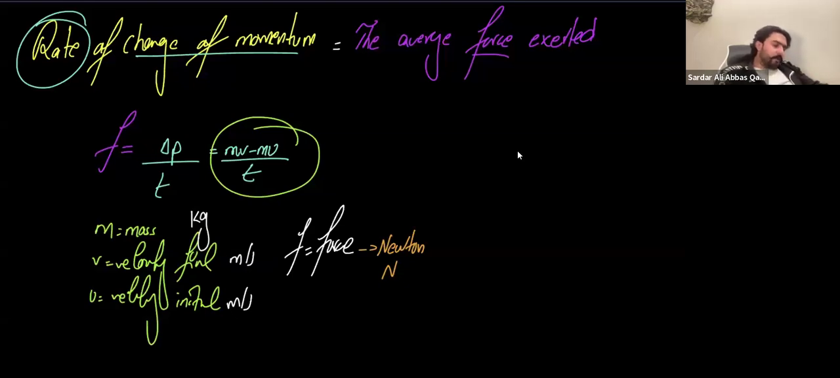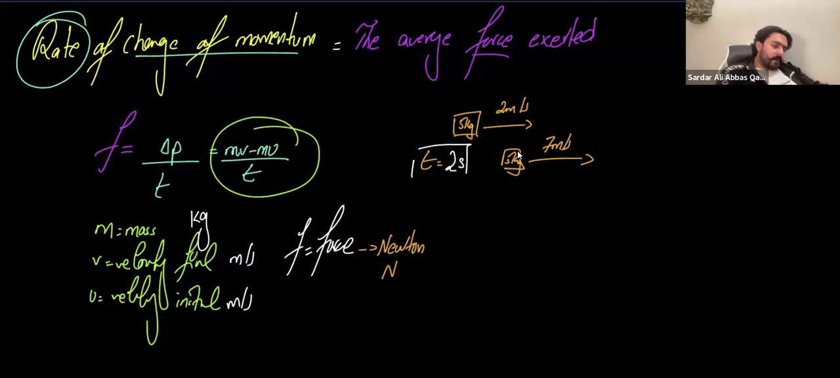Okay, so we'll do a small question. I have an object, 5 kilograms. It's traveling at a speed of 2 meters per second. It then accelerates and starts traveling at 7 meters per second. Okay, and the time taken is 2 seconds, let's suppose. The question is find the average force exerted.